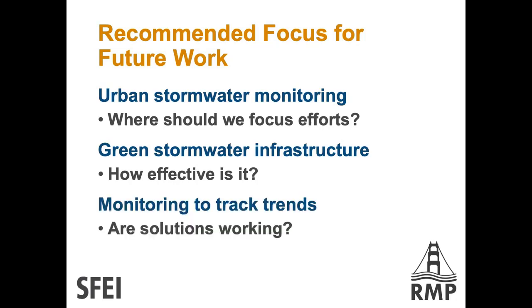And then finally, Chelsea mentioned this, tracking trends. So we've already implemented a number of plastic pollution solutions in the Bay Area and the state, you know, our plastic bag ban, for example. Are these solutions working? Are future solutions working as we anticipate? Or do we not see the reductions we want to see and therefore need to think about more solutions to implement? So these are the future priorities that the Regional Monitoring Program would suggest for our Bay Area. Now, Shelly's going to talk about a broader effort to standardize methods.